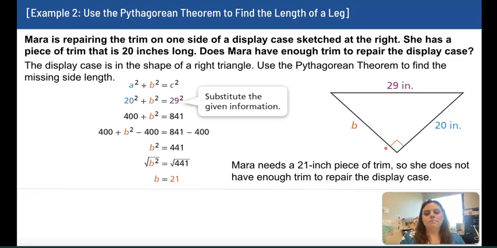So B is the length of the leg that we're missing, and so in context of our problem, Mara is going to need a 21-inch piece of trim, so she does not have enough trim to repair the display case because she only has 20 inches, and here for B, she needs 21. So again, regardless of the word problem part, when we have a right triangle, we can always find a missing side using our theorem and plugging in the pieces that we know.